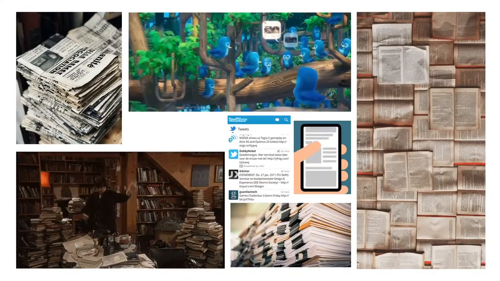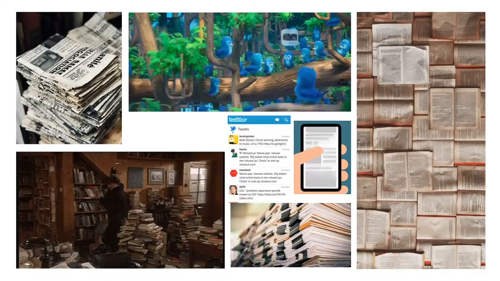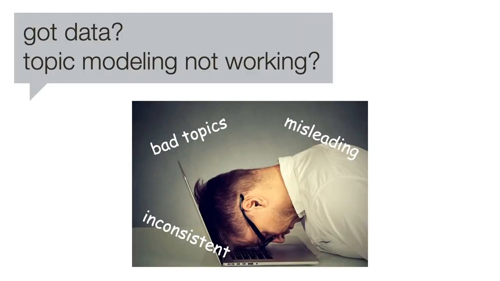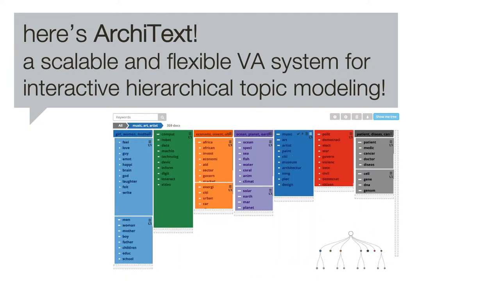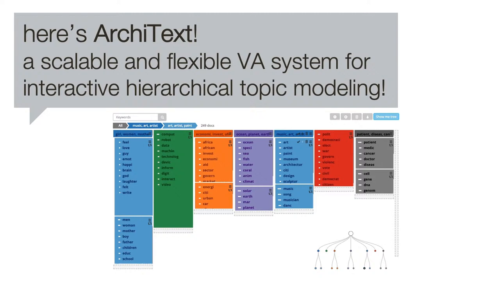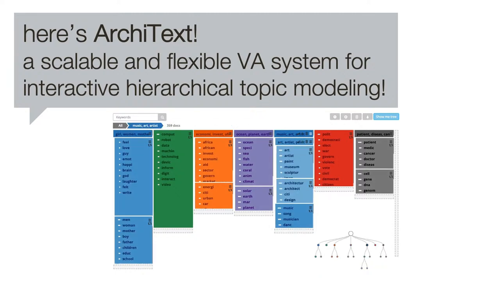Imagine you have tons of text data to analyze, and you want to get an overview of your data, but traditional topic modeling techniques such as LDA are not working for you. Then, why don't you try Architext? We introduced a scalable and flexible way to interactively build hierarchical topics.